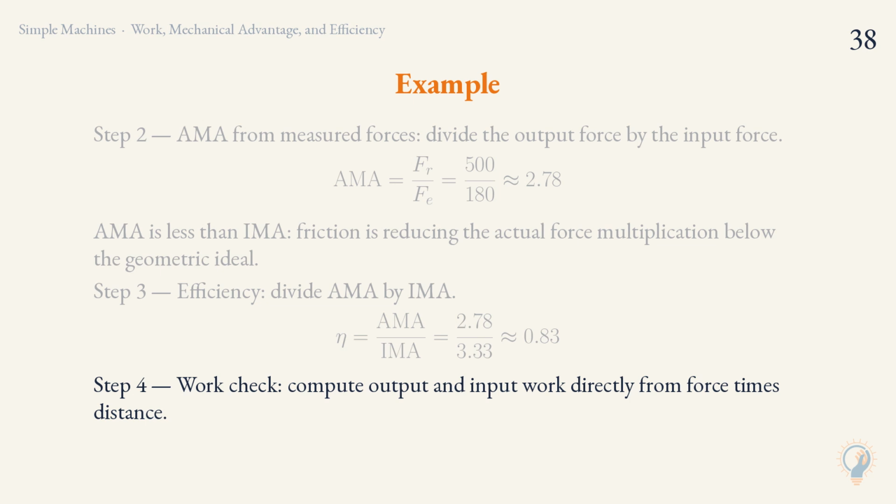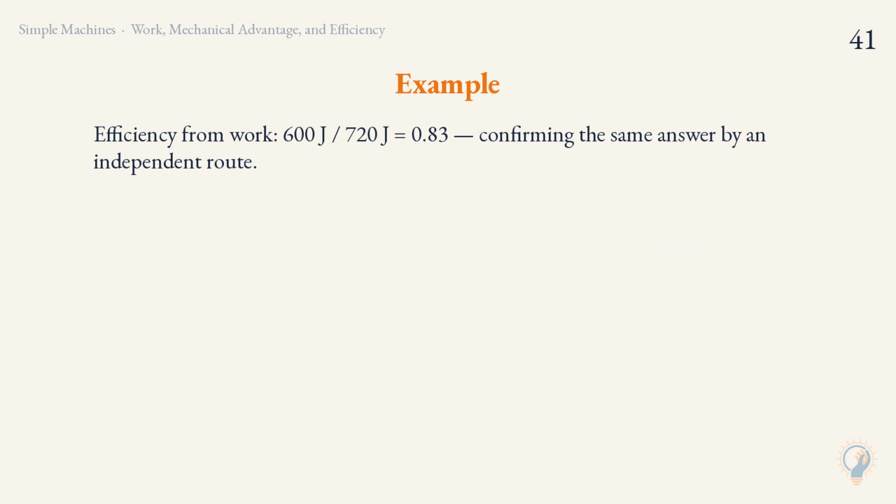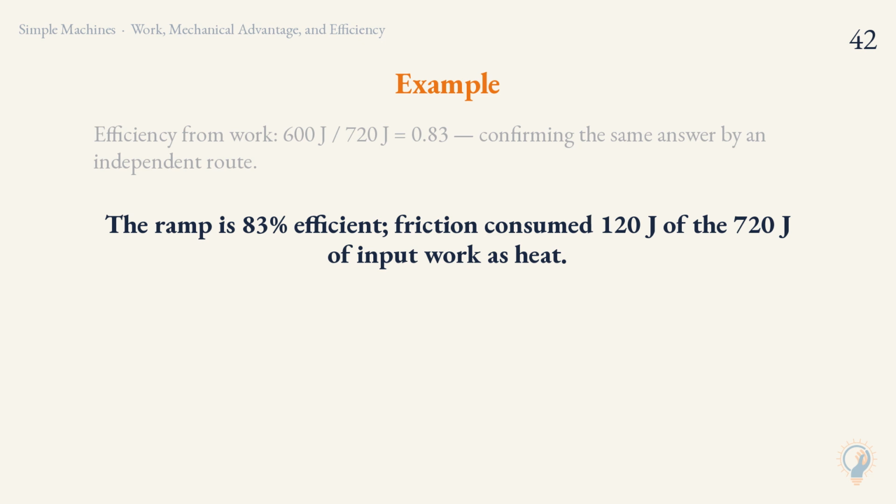Step 4. Work check. Compute output and input work directly from force times distance. Output work equals 500 newtons times 1.2 meters equals 600 joules. Input work equals 180 newtons times 4 meters equals 720 joules. Efficiency from work. 600 divided by 720 equals 0.83, confirming the same answer by an independent route. The ramp is 83% efficient. Friction consumed 120 joules of the 720 joules of input work as heat.